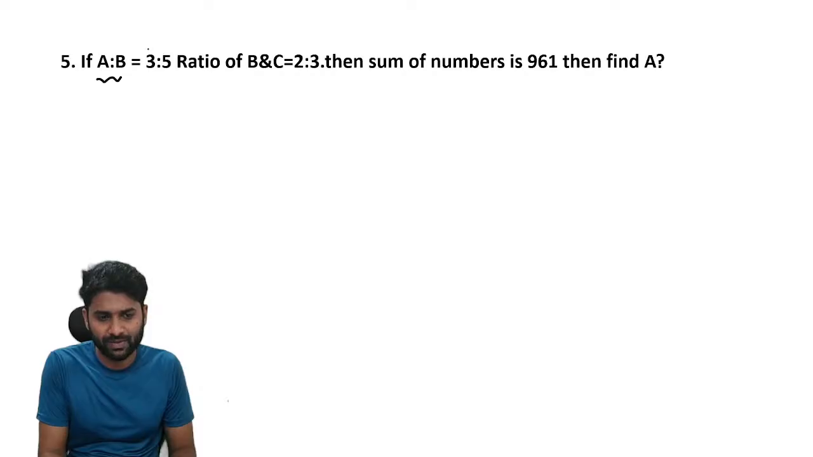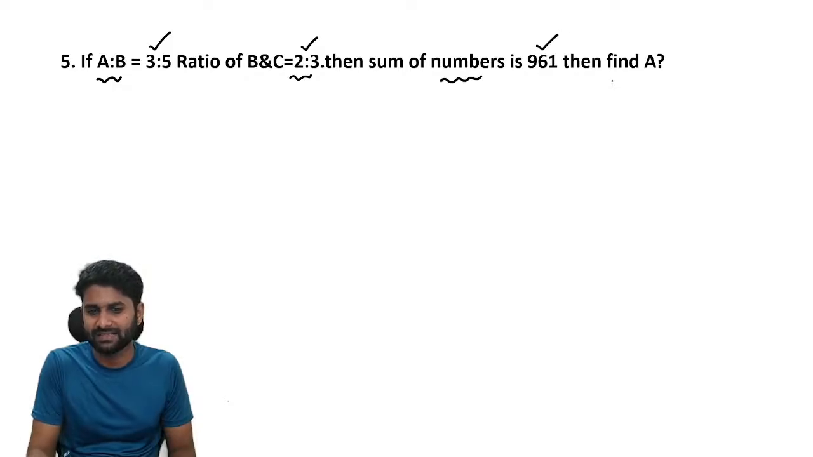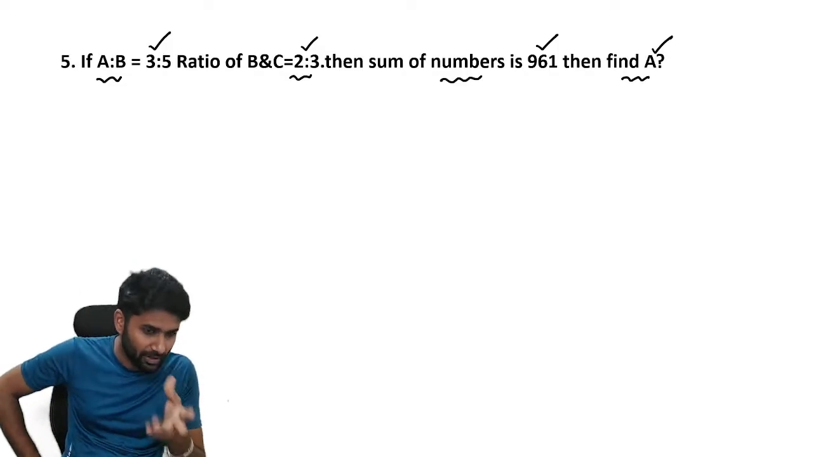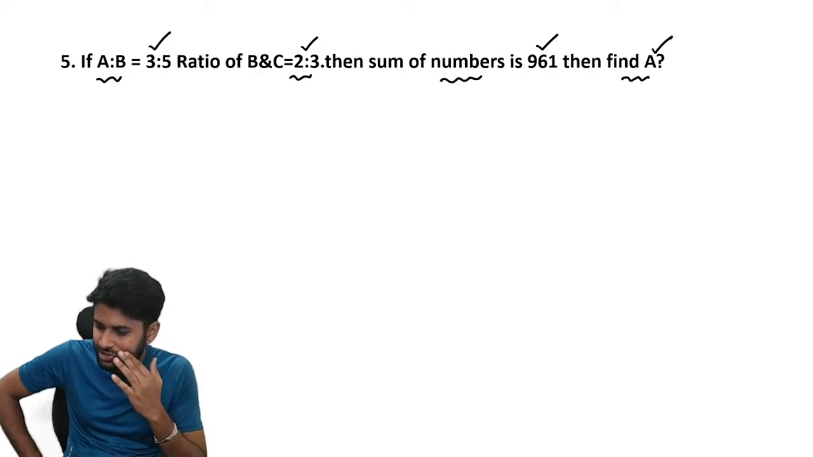The question: if A is to B is 3 is to 5, B is to C is 2 is to 3, and the sum of all the numbers is 961, what is A's value? We have already done this calculation, mixed ratios.